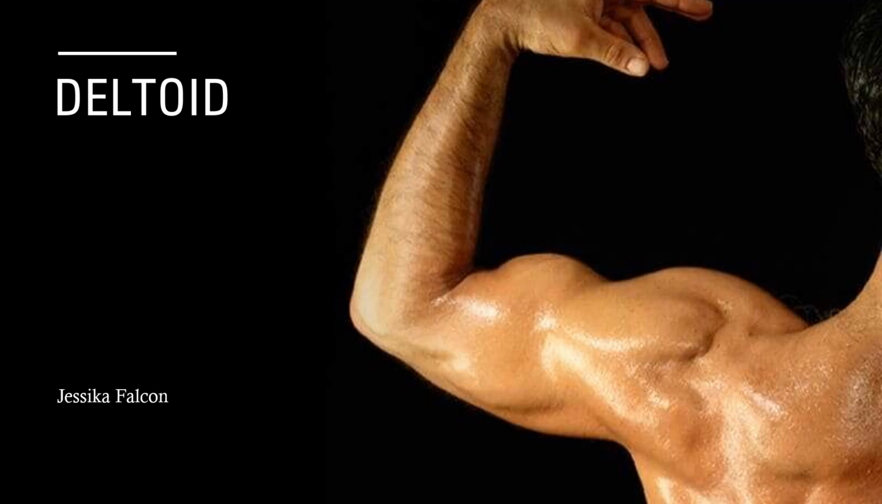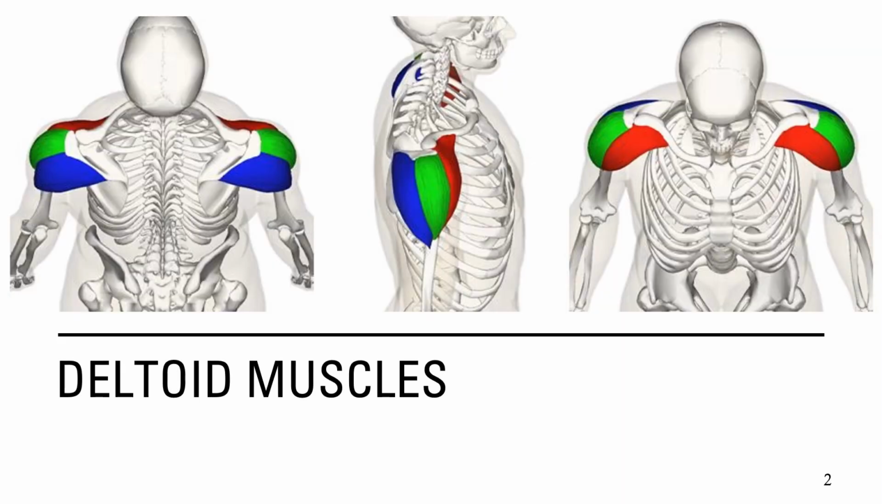For my fourth video, I'm going to be talking about the deltoid muscle. The deltoid muscle is a large triangular shaped muscle that is associated with the shoulder girdle, and it is located in the proximal upper extremity. It will be divided into three parts: the anterior, the middle, also known as the lateral, and the posterior. And right here, there's a picture of all three.